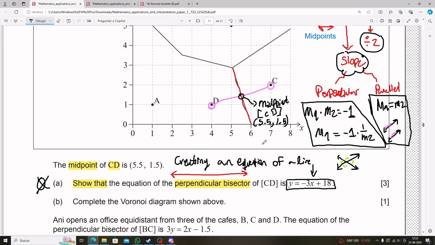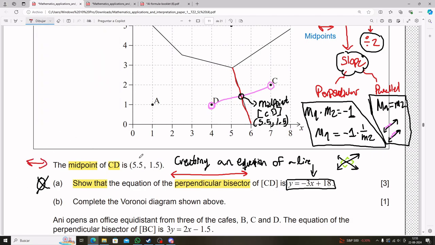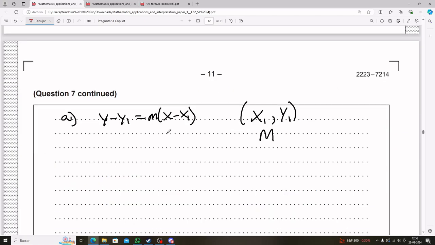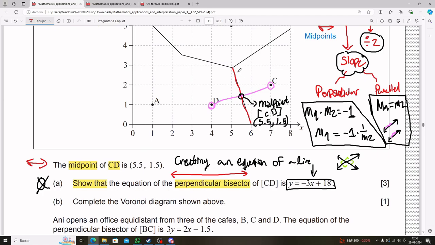So do you have a point for the line in red? Heck yeah, you do. Over here, they gave you the midpoint of CD, which is part of the line that's in red. So I already have a set of points, which I will be using: 5.5, 1.5. Now all I need is a slope. So how can I get the slope of what's in red?